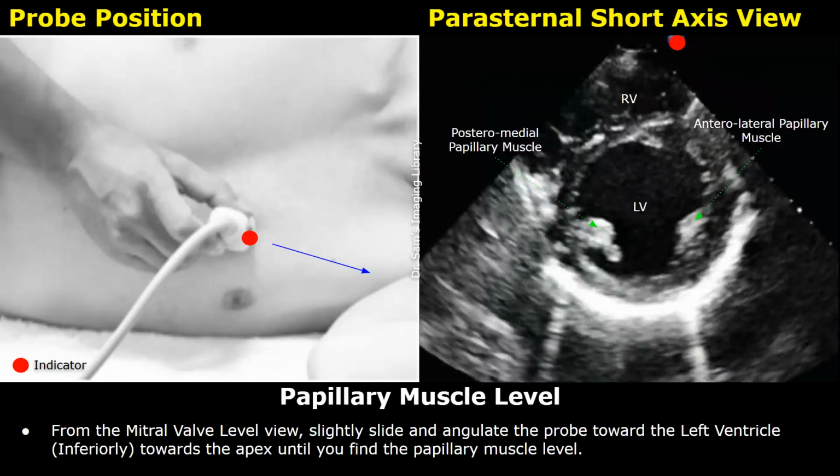From the mitral valve view, slightly slide and angulate the probe downwards towards the apex until you see the papillary muscle level. This is how the papillary muscle level appears. Inside the left ventricle, these structures are the papillary muscles. In the image, the anterolateral papillary muscle is seen on the right side, and the posteromedial papillary muscle is present on the left side in this view.